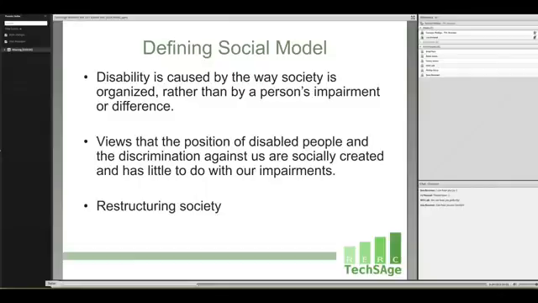Social definition. So when it comes to the social model, this is something that makes us happier. It's something that we want everyone to move towards. Disability is caused by the way society is organized rather than by a person's impairment or difference. It views the position of disabled people and the discrimination against us, people with disabilities, as socially created, and again, it has very little to do with that person's disability, with their impairment. And the social model looks at society and how we can restructure it to be a more accepting environment, a more accessible environment, more open-minded, if you will.